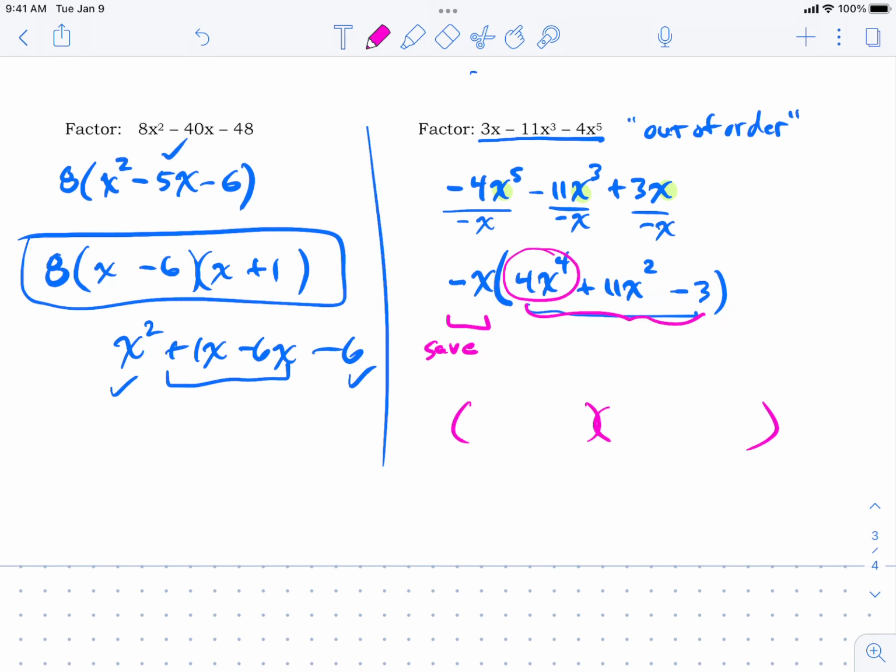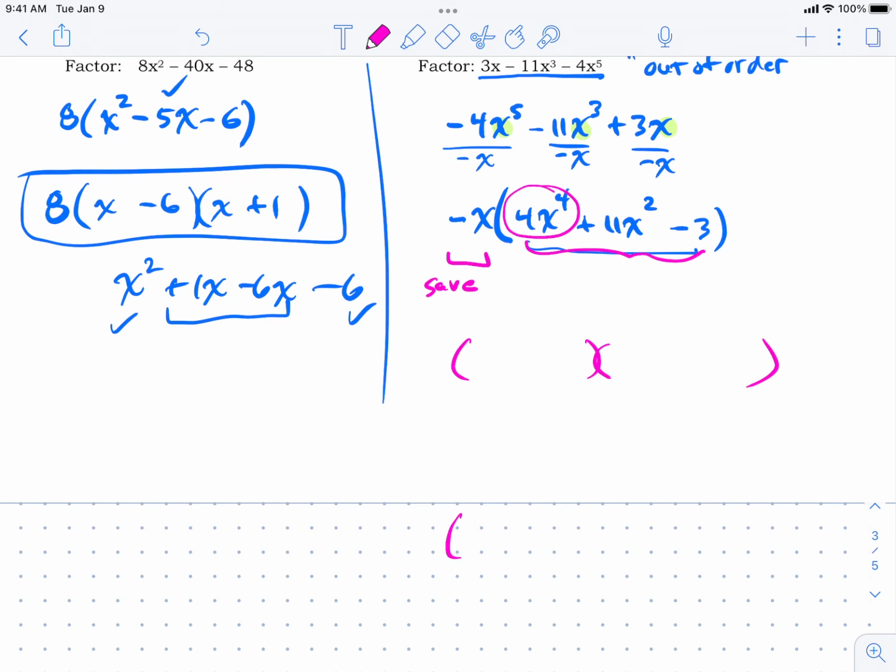How do you break up 4x to the 4th? There's 2 ways. You could break it up as 4x squared times x squared. You could break it up as 2x squared times 2x squared. The x squared times the x squared gives you the x to the 4th, but the main issue is, is it 4 times 1 or is it 2 times 2? So I'm just going to have to play with both of these. Now the 3 shouldn't be too hard to play with.